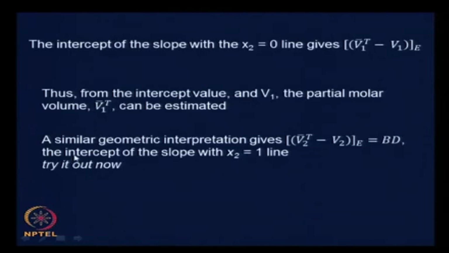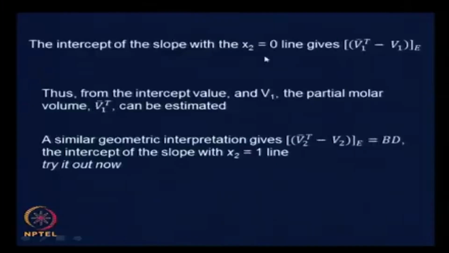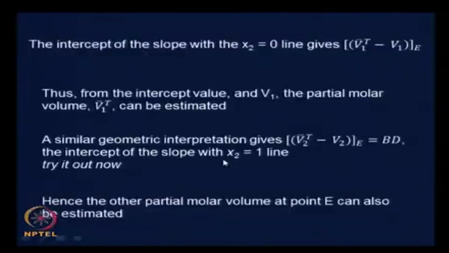Now, a similar geometric interpretation gives V2 T hash minus V2 E equals the other intercept. What I would like you to do is to convince yourself that it is indeed the other intercept. Convince yourself by going through the same procedure again. I would like to leave that as homework for you, and when we begin the next class, we will take things further.